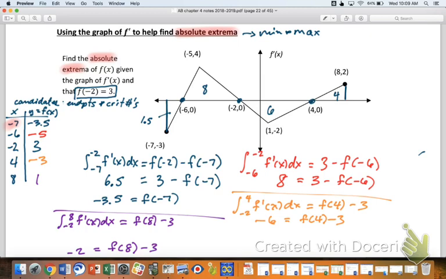So then your final steps here would be to point out what the min and the max are. You'd say the min is negative 5. Max is 3.